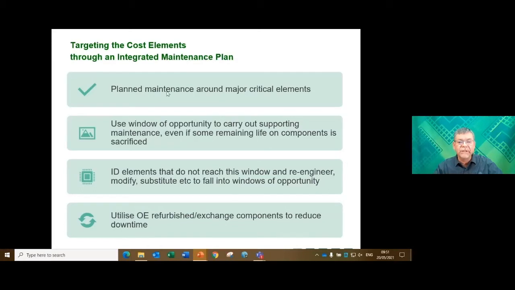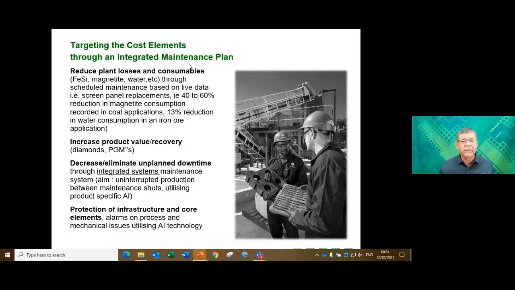If you look at the cost elements, targeting the cost elements through an integrated maintenance plan. What we have here is the focus, obviously, as always, to reduce the plant losses and consumables through your scheduled maintenance. Running screen panels past the metallurgical life can cost you a lot of money.